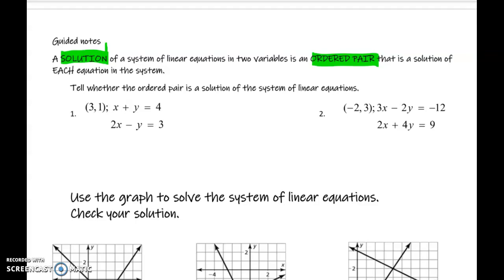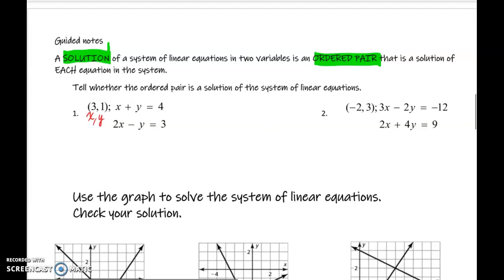So the idea is to take this ordered pair that comes in the form of x comma y and plug those values in place of x and y and just check. So in the first equation, when x is 3 and y is 1, 3 plus 1 does equal 4, so it works. And then we plug that into the second one. 2 times 3 is 6, minus 1 does not equal 3, so therefore it does not work here. So we would say this is not a solution of this system of equations.